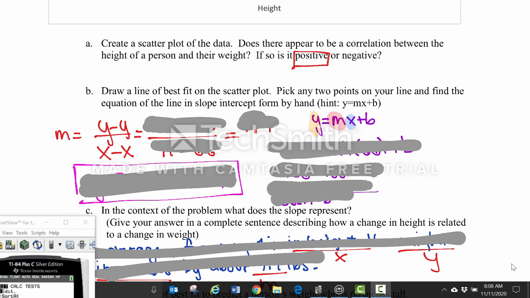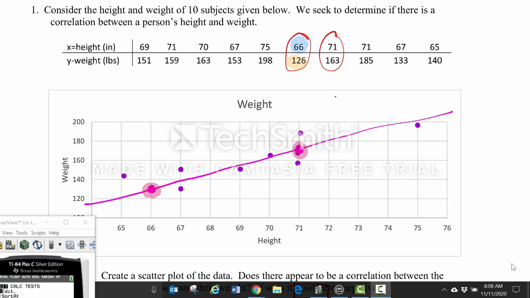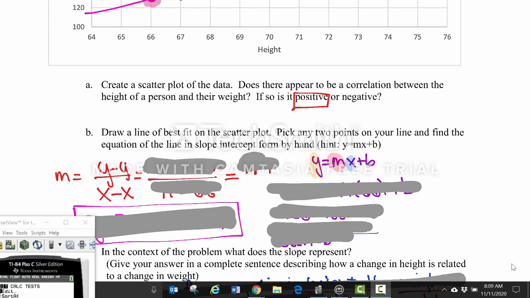Now I'm going to pick 2 points. I've picked this point and this point. They don't actually have to be data points, but I chose to use real data points. 71 and 163, and 66 and 126. I could have just said this point right here, 74 and maybe 190, as long as it's on my line that I draw in. So you can pick 2 of your own points, or you can use the points and make sure your line goes through it. I don't care. But if so, you need the slope of that line.